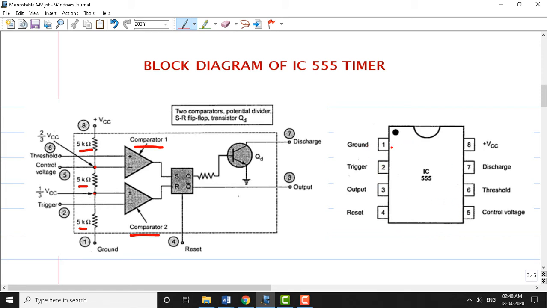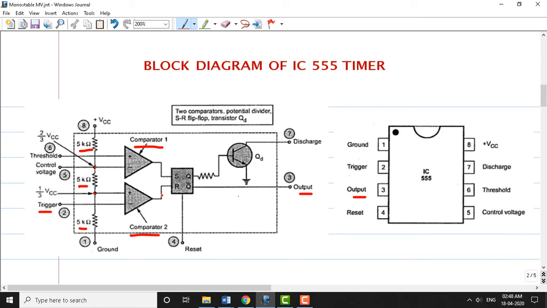Pin number 1 can be identified by the knob which you can see here. On both sides we can find an equal number of pins. Pin number 1 is the ground, which we have already seen. Pin number 2 is the trigger. Pin number 3 is the output pin. Pin number 4 is the reset.